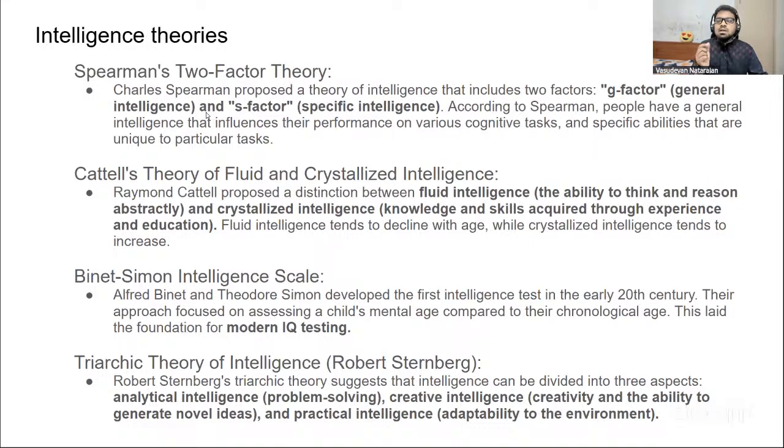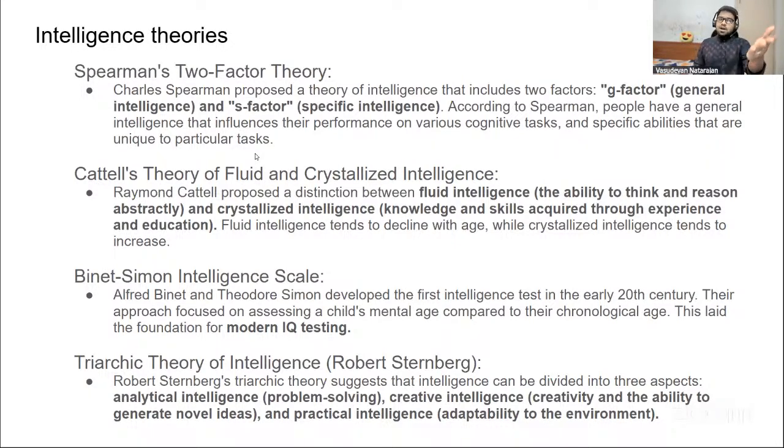For example, there is this guy called Spearman. Spearman's two-factor theory very clearly states that we've got only two types of intelligence. One is called the G factor, another one is called the S factor. G factor represents general intelligence, which influences the performance on various cognitive tasks, and S factor covers specific abilities that are unique to a particular task. So that means I know quite a lot of things. I'm a jack of all trades, but I'm master of one or two or three. That's called the specific S factor.